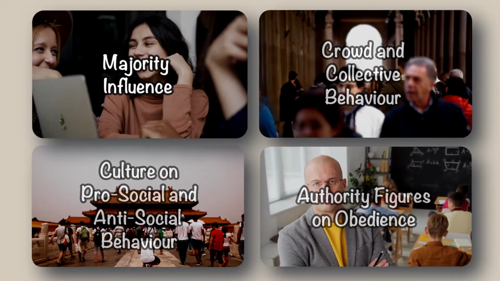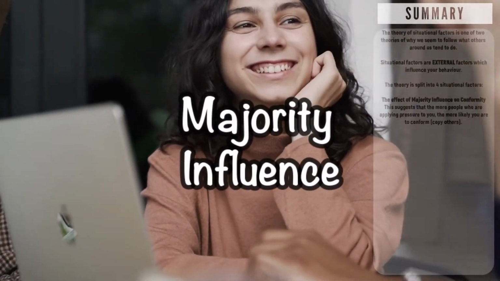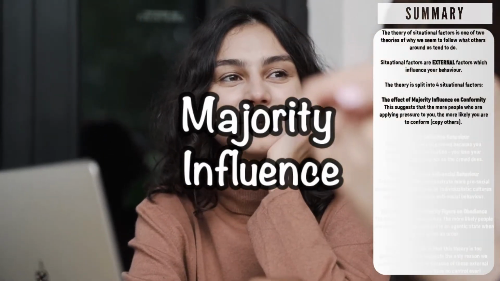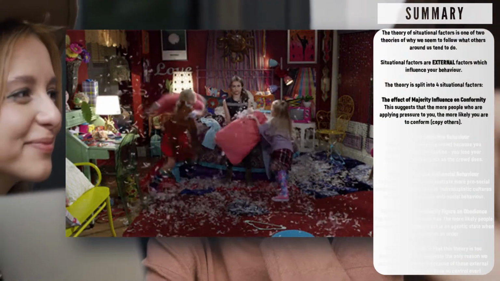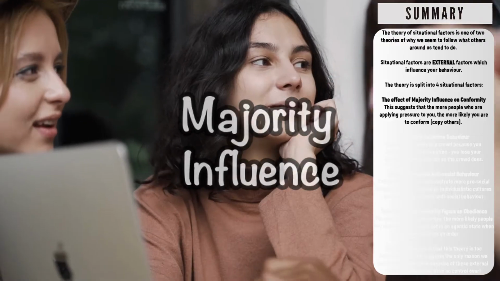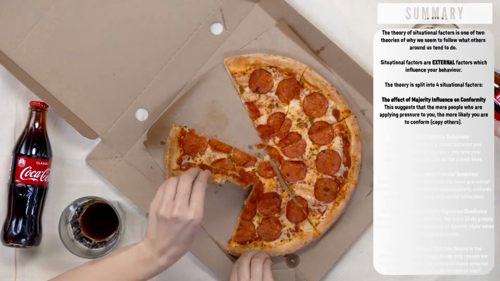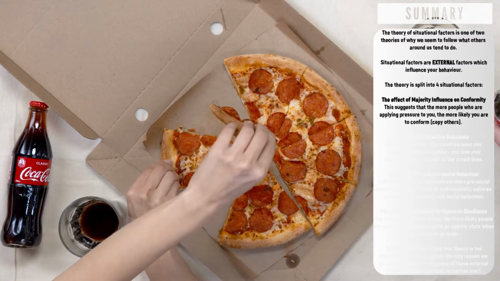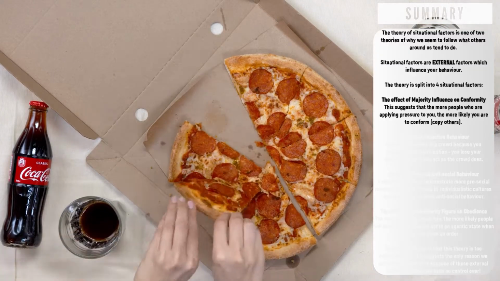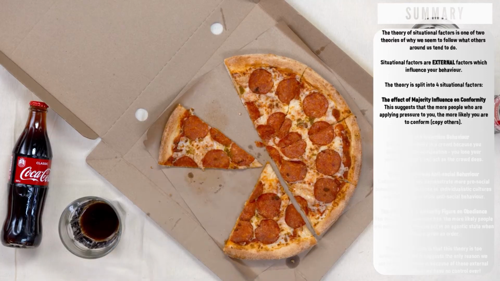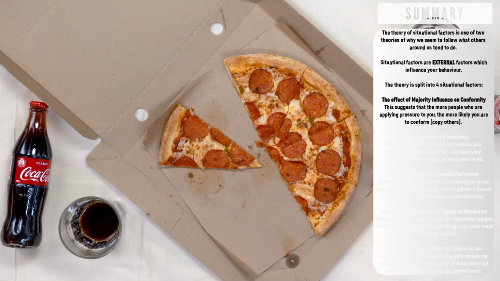So the first situational factor for us to go over is the effect of majority influence on conformity. And this simply means that when you're the minority or when you feel outnumbered, you're more likely just to go along with everyone else in order for you to fit in and not be the odd one out. For example, if it's takeaway night and your friends all want a pepperoni pizza, you might struggle to go against them and say, I want a Hawaiian. Instead, you'll probably just end up having a pepperoni pizza with them. This is because there's more of them than there is of you and you want to fit in.